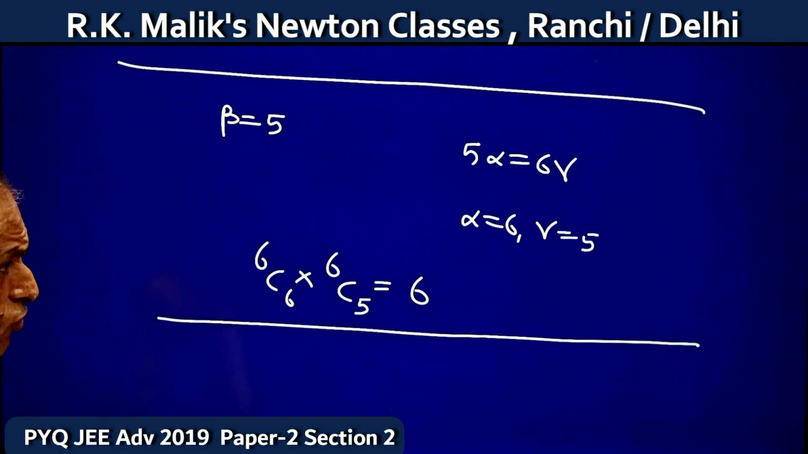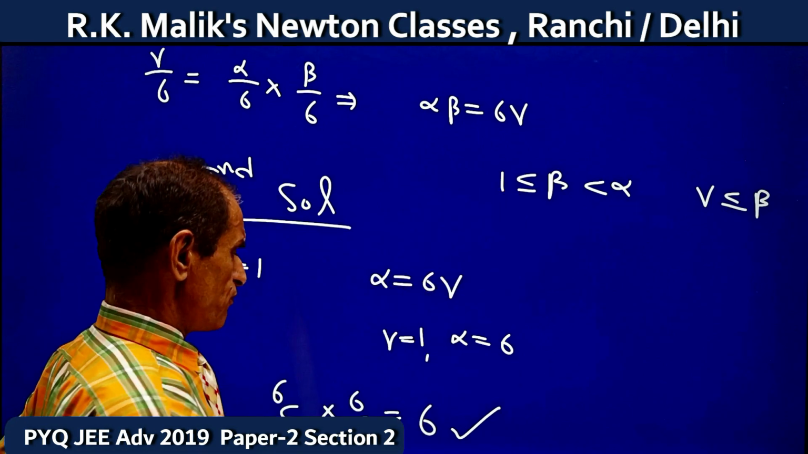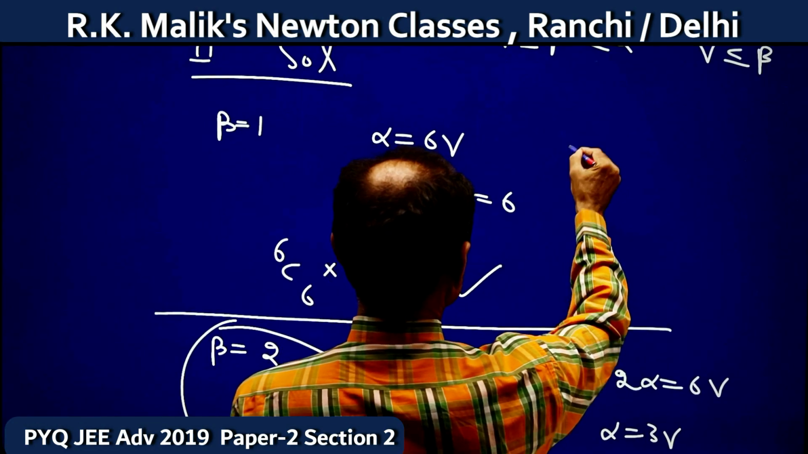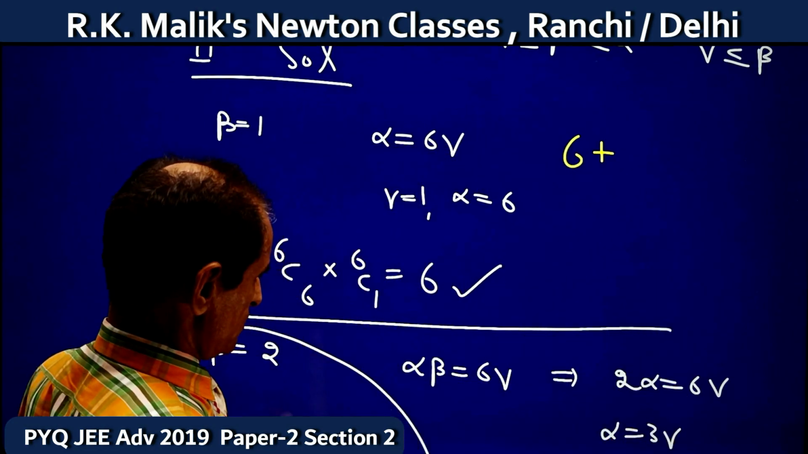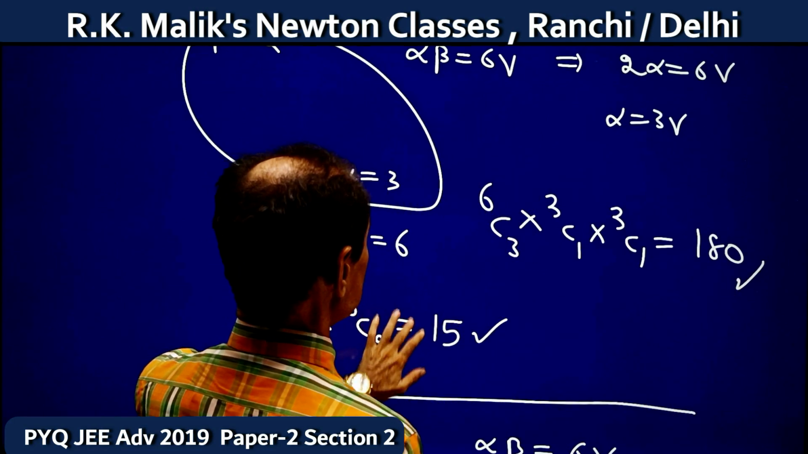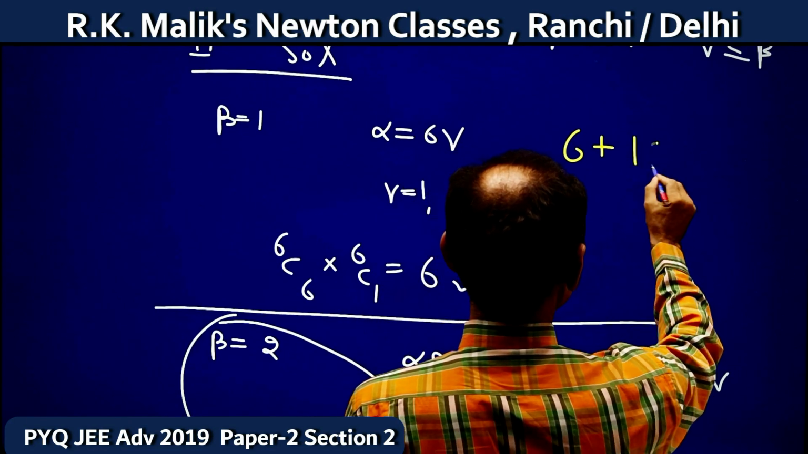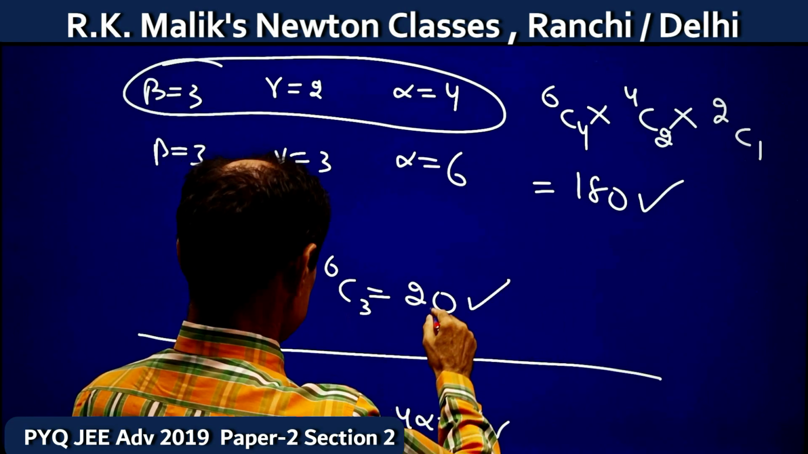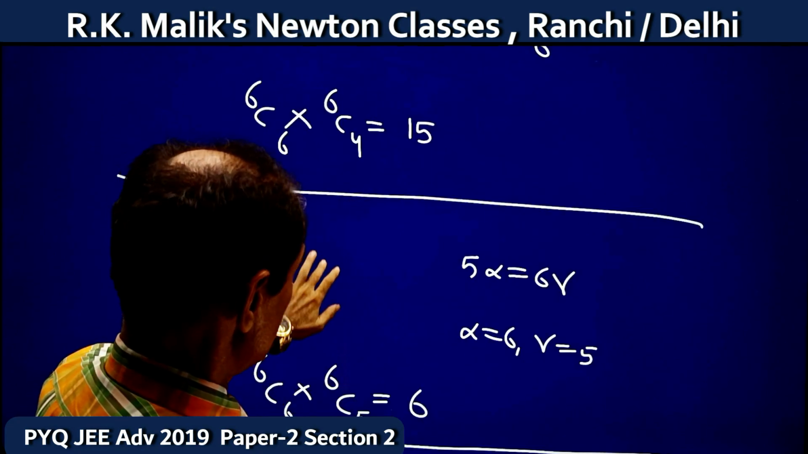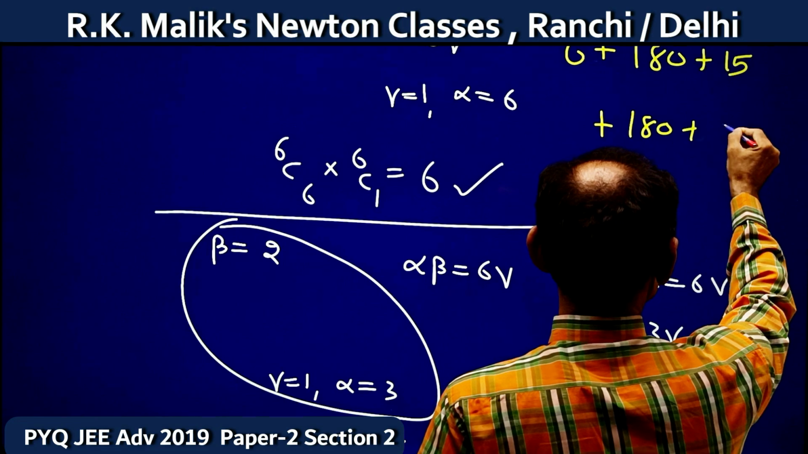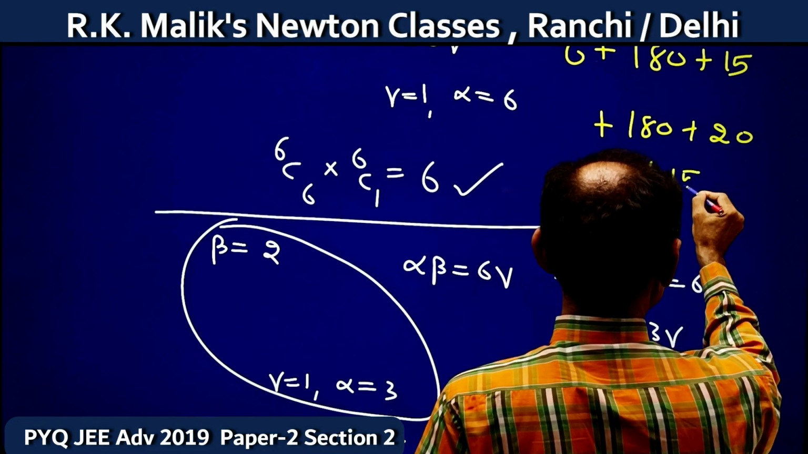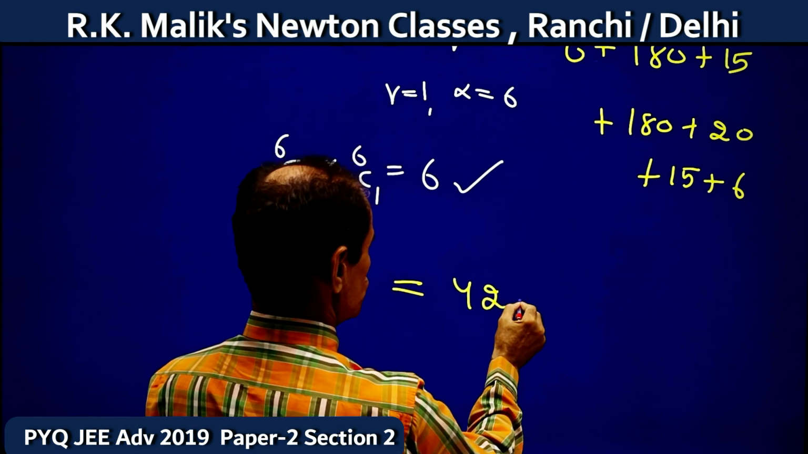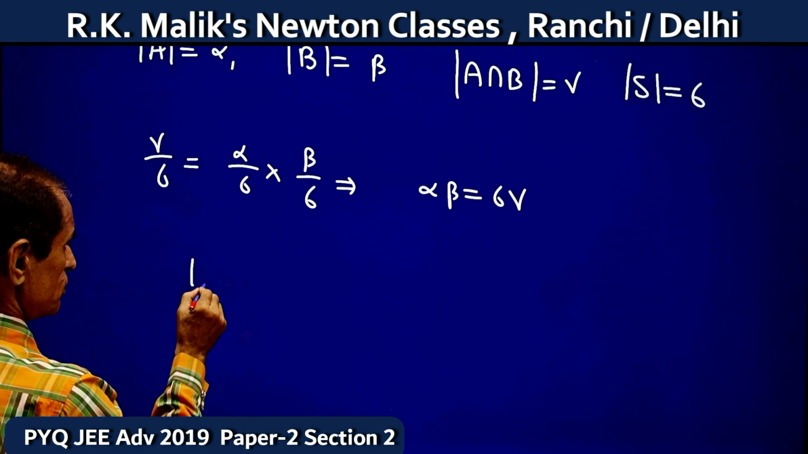And beta equal to 6 is not possible because beta is less than alpha. Therefore, total number of cases I have got are 6 plus this 180 plus 15 plus 180 plus 20 plus 15 plus 6. 180 plus 20 plus 15 plus 6. This is equal to 422. Now the third solution.